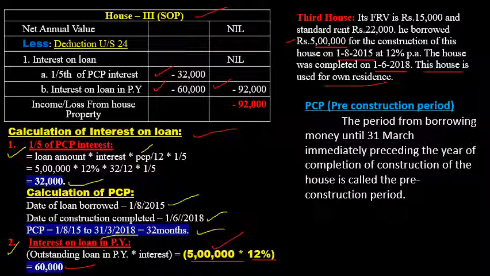So that is for the third house, not the second house. In case of the third house, there is a loss of 92,000. Of course, SSC gets the loss because it is a self-occupied property. So minus 92,000 is the loss from house property in case of the third house.